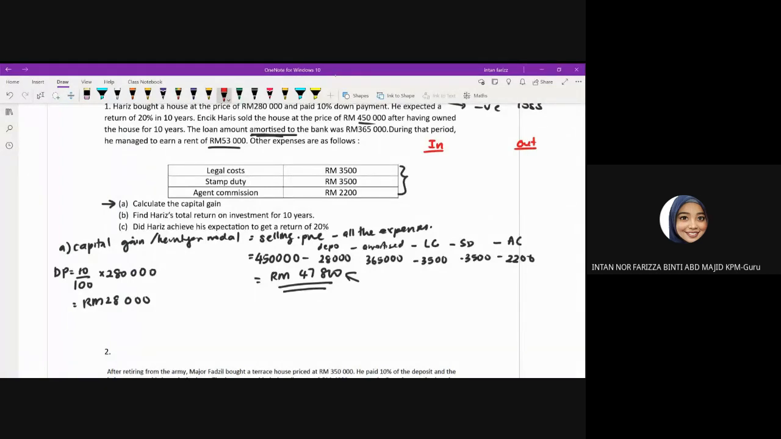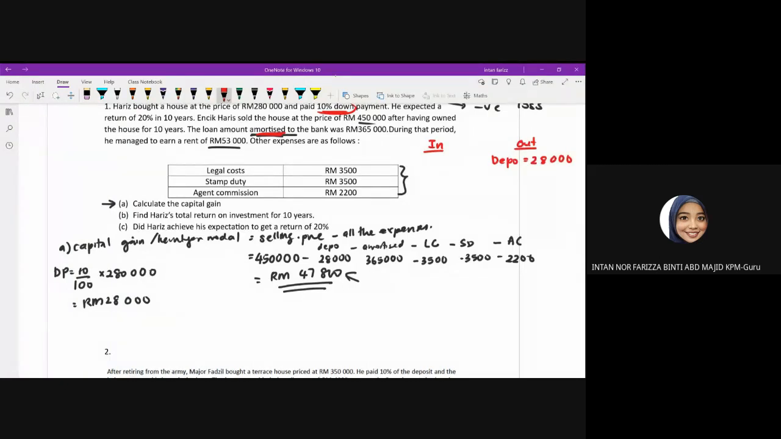Okay, so I cannot write 280,000 under out. I cannot do that, because why? We have the 10% down payment and we have the amortized amount here. Okay, so tak boleh, girls. So what I can put here in under out is the deposit. You see, this is the 10% deposit or down payment. So what's the 10%? It is 28,000. Okay, apa lagi yang out?